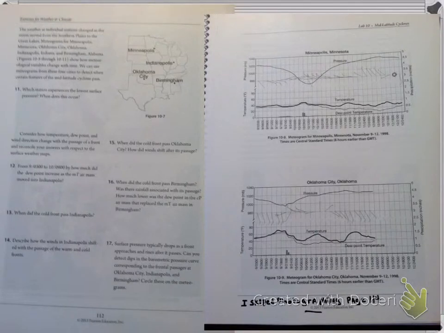And so, for example, question 11 asks, which station experienced the lowest surface pressure? When does this occur? And so for that, you're going to be looking at your maps, and I've already taken a look, so I know the other page doesn't have low pressures, and I know that the lowest pressure map is actually Minneapolis. So question 11, the answer would be Minneapolis, Minnesota. And then to answer when it occurs, begins to talk about how we read these maps. And so let me go over with you how to read them.